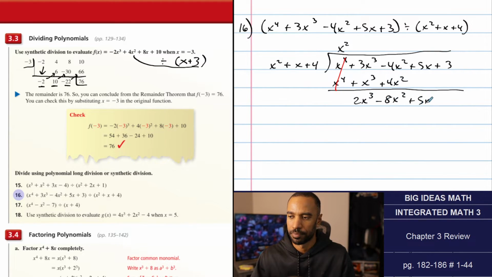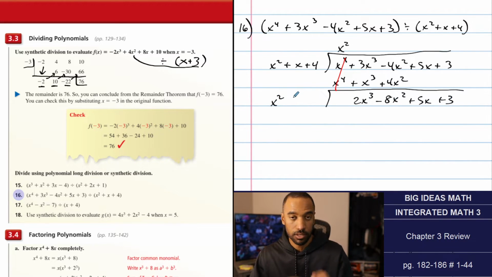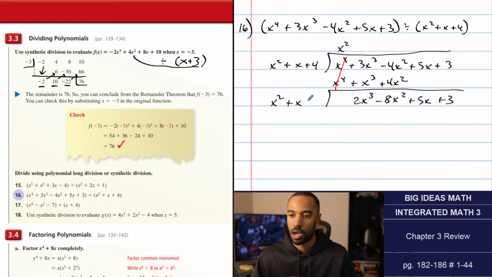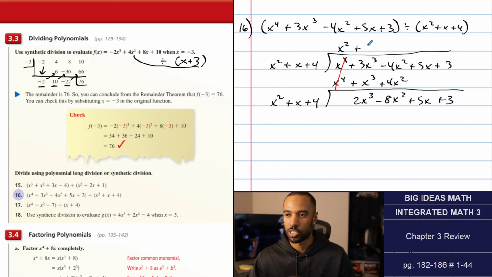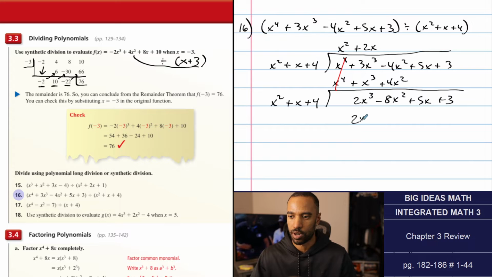Bring the rest down. We keep going once again until we reach a degree 1, or degree 0, a degree that x squared can no longer go into. So we should at least be able to do this 2 more times. X squared can go into 2x cubed 2x times. X squared times 2x is indeed that 2x cubed. And we got 2x squared and 8x. We subtract again.